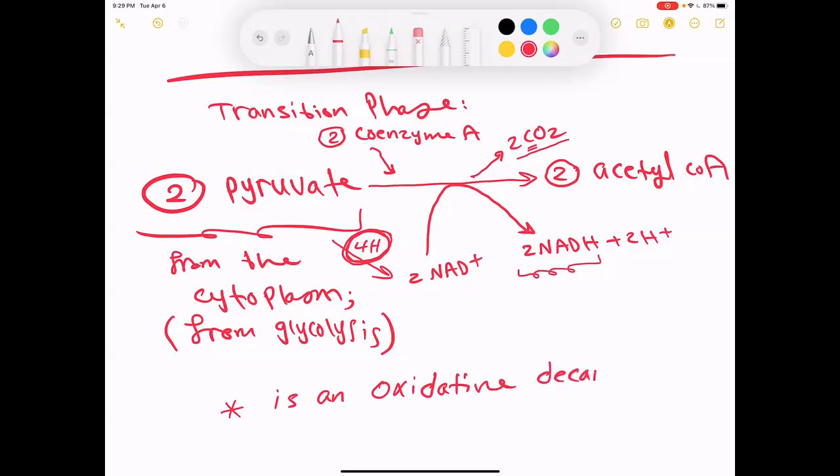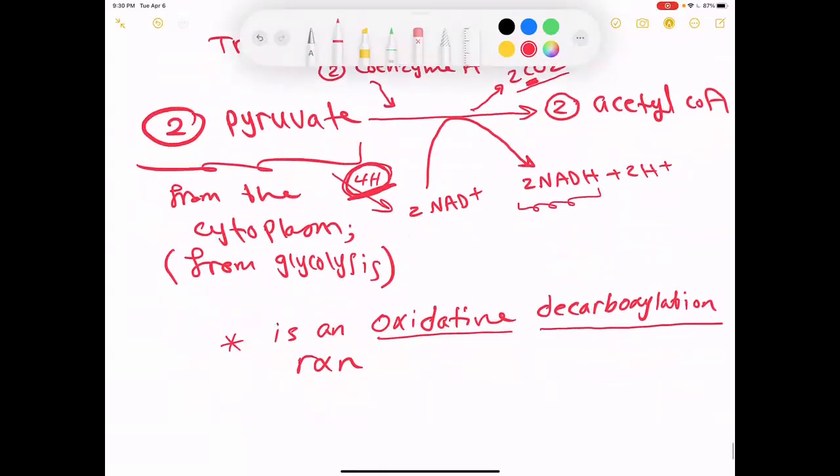So the reaction in the transition phase is an oxidative decarboxylation reaction. I will repeat, oxidative because pyruvate is losing hydrogen, so it's being oxidized. Decarboxylation, because it's also losing carbon in the form of CO2. So now we know that the transition phase is an oxidative decarboxylation phase.